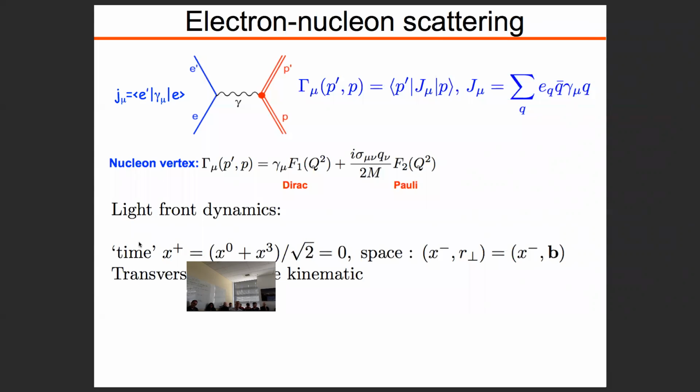We want to ask where the charge is located, where the magnetization density is located. I think the only way to do that is in the light front picture. And so we go to a picture in which the time variable is x0 plus x3 over the square root of 2 in the current notation we're using. Then your spatial variables are x minus and r perp, and I'll use 2 different notations interchangeably. And r perp is also called b in boldface.